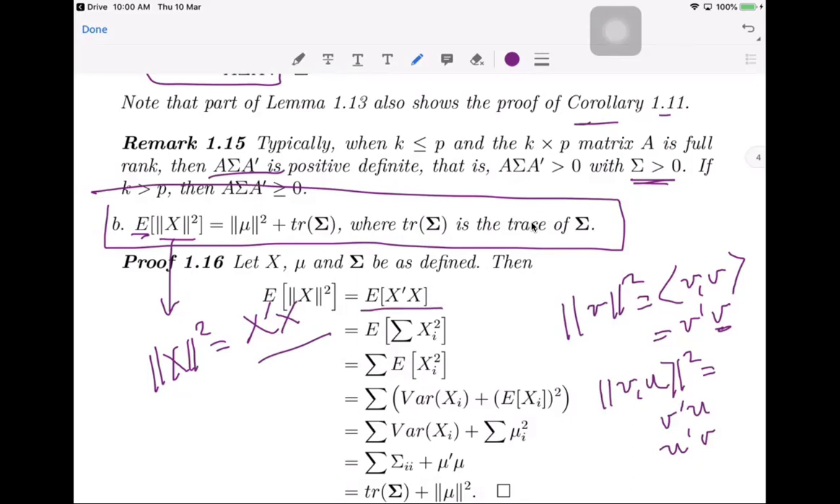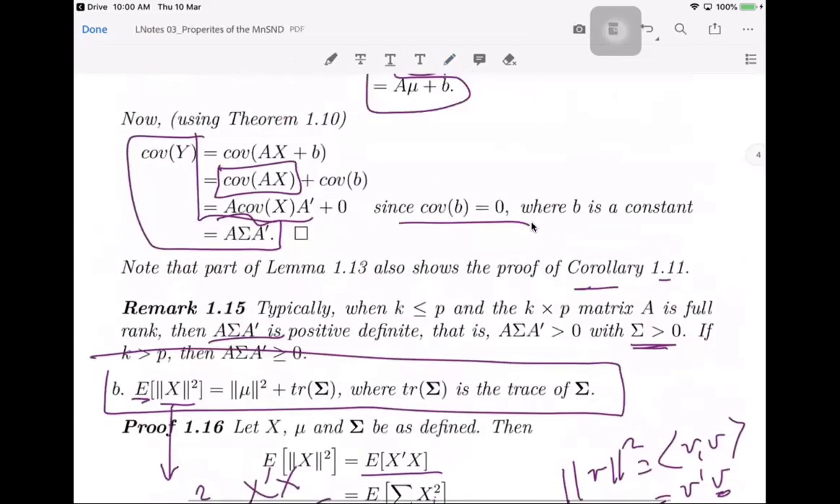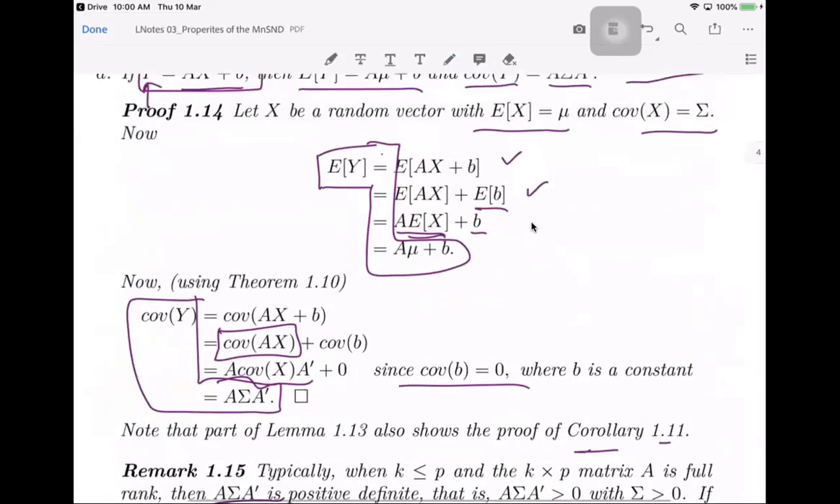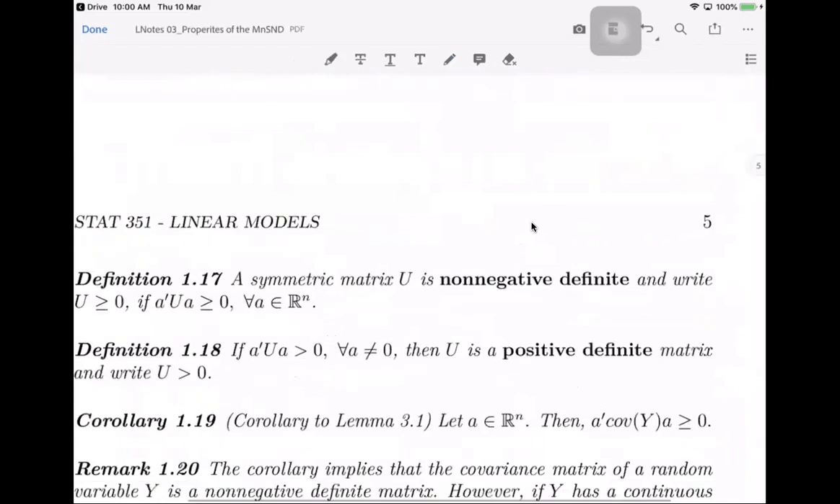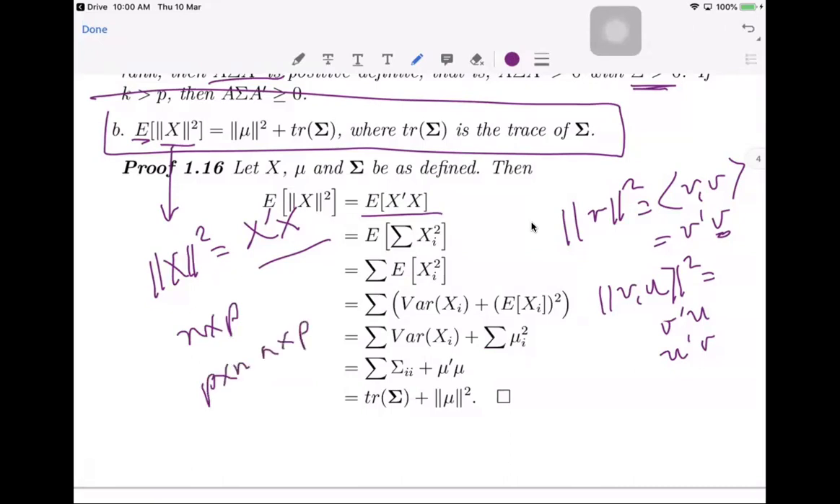So this is X prime X by notation, but for X prime X, the dimension of X is given above. It's a random vector, no? X prime X must be conformable, so for this to be conformable, it should be a square matrix. If it is N by P and P by N, it is conformable. It will result in a square matrix.